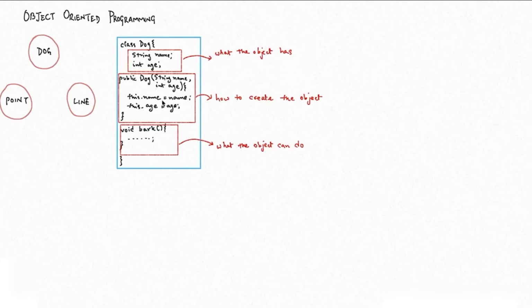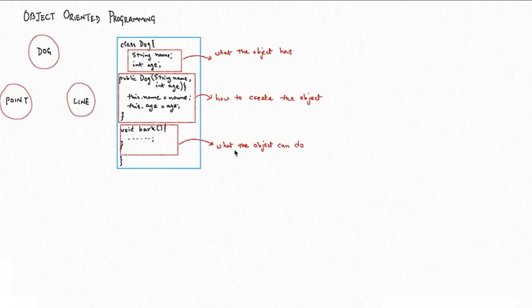The second part is the constructor. Using the constructor, we create an object. So that is why we said that this is how to create the object. And the third part is what the object can do: the different methods that it can have, or the abilities that it might have. That's why we said that this is what the object can do. And there can be many different methods. The object can do a lot of different things.